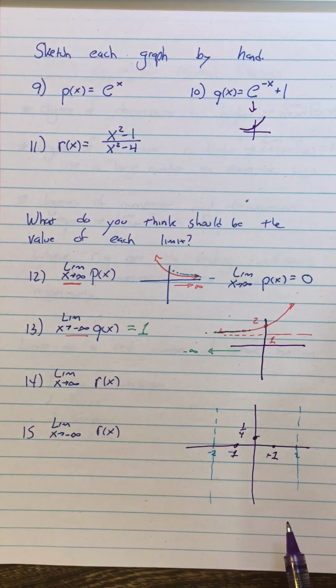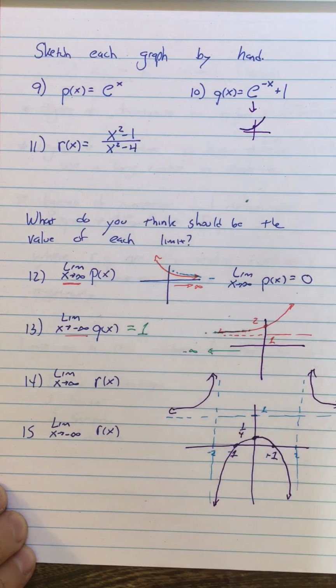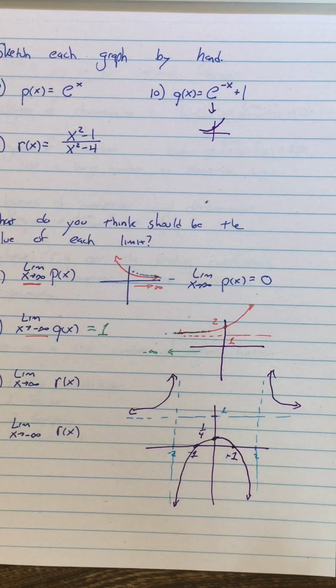And because these are both odd vertical asymptotes, the graph has to look like that. All right, so that's what that looks like. Nice and easy to graph. Didn't take very long at all.